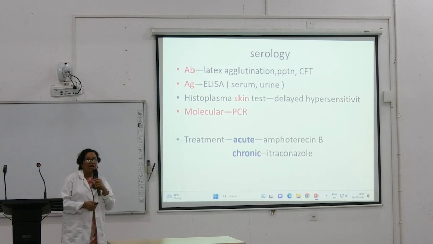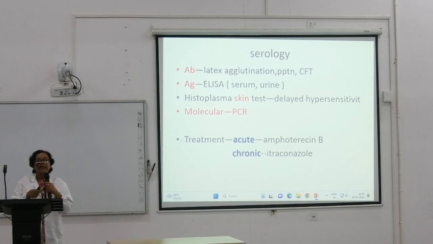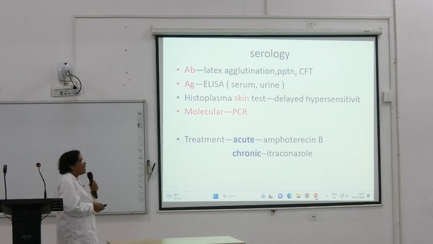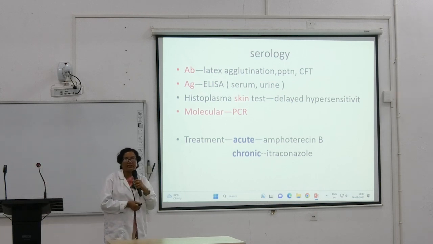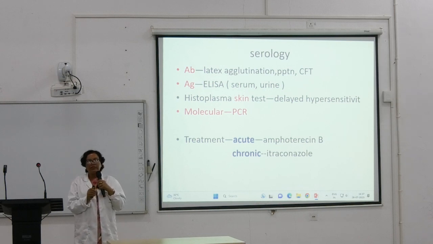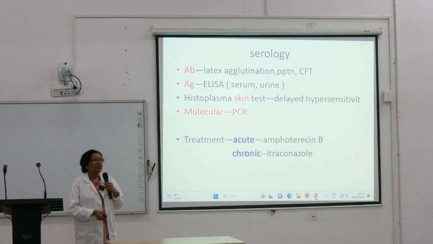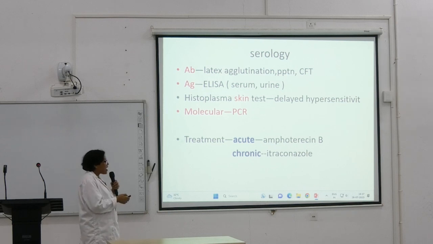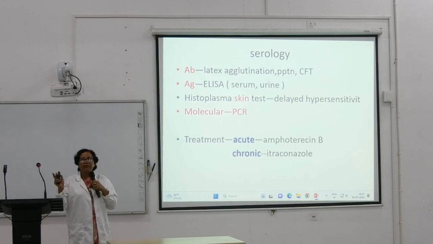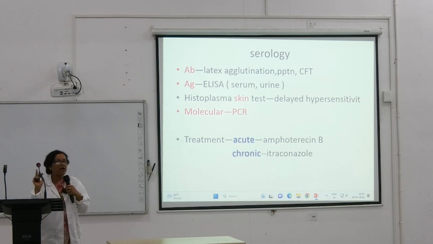Histoplasmin skin test. Histoplasmin can be taken and it is inoculated intradermally, like Mantoux test, and then hypersensitivity is seen. This hypersensitivity is delayed type of hypersensitivity. That means not an immediate reaction. It will take 48 hours. So it is called delayed type of hypersensitivity. Molecular, you know, every time for the lab diagnosis, you have to go for molecular test and you have to write PCR.